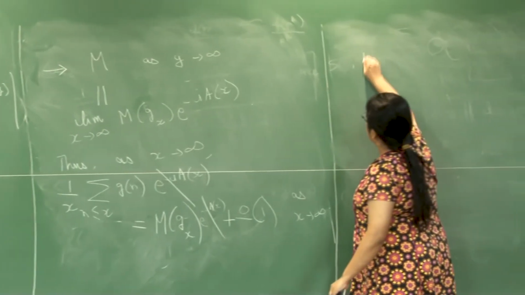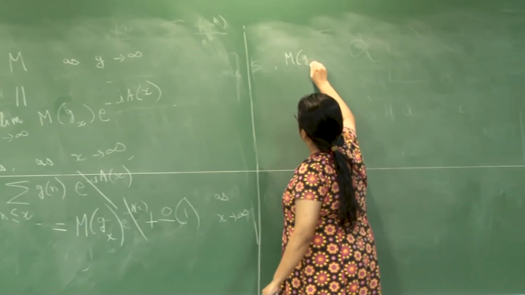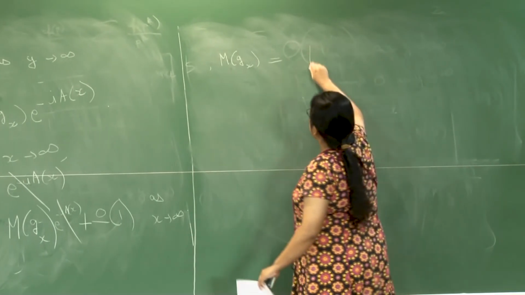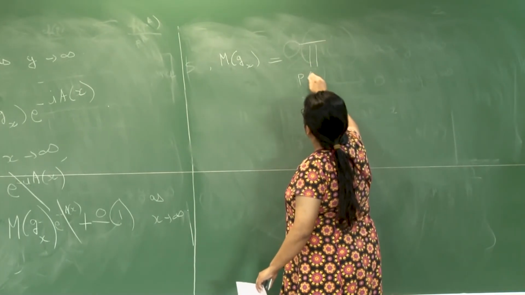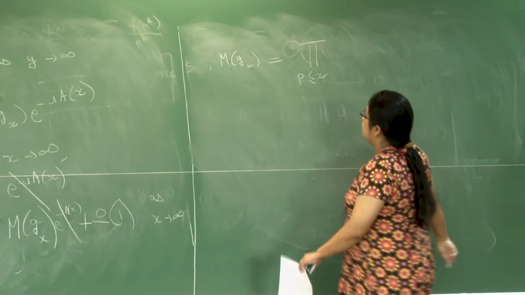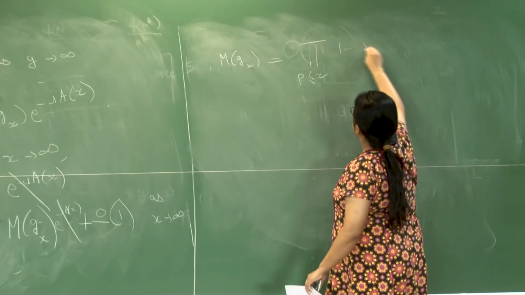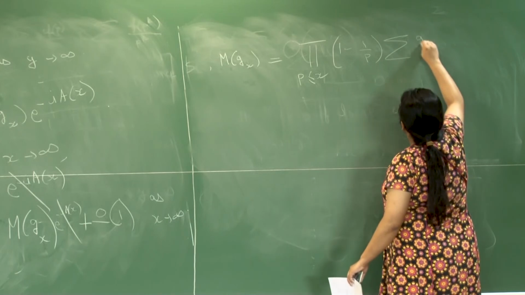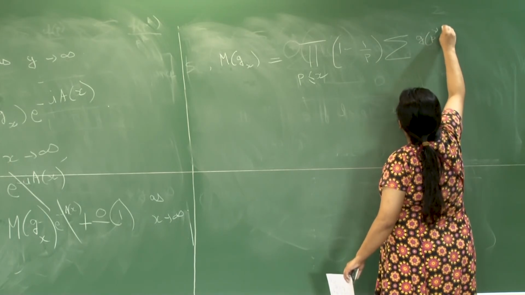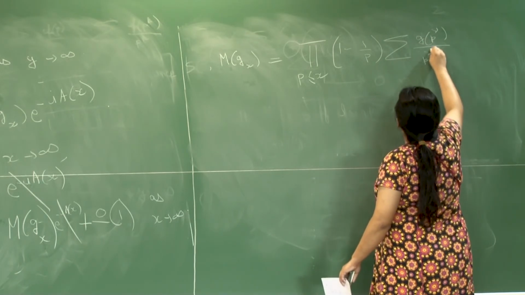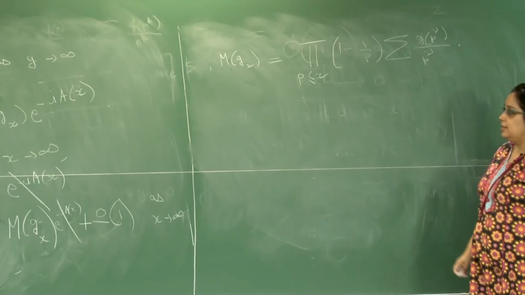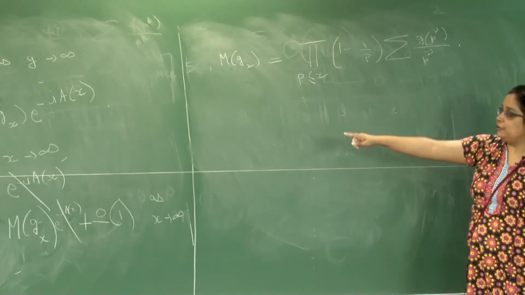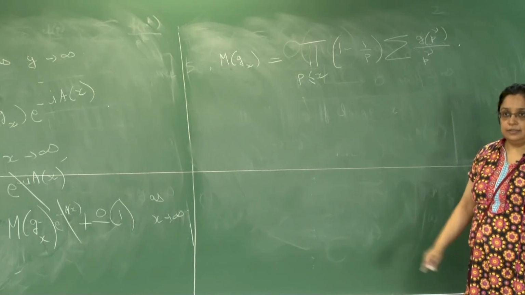So, m of g sub x, what was it? This is equal to the product over p less than or equal to x of 1 minus 1 over p, into the summation of g of p raised to the nu over p raised to the nu. Exactly what you needed to show, that the mean value of your function g of n is this.